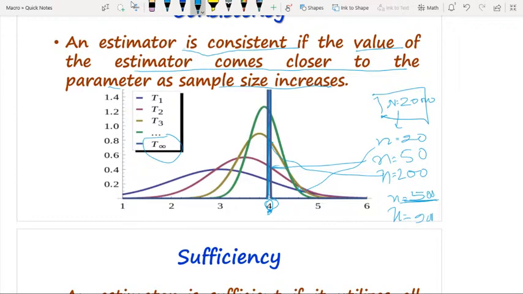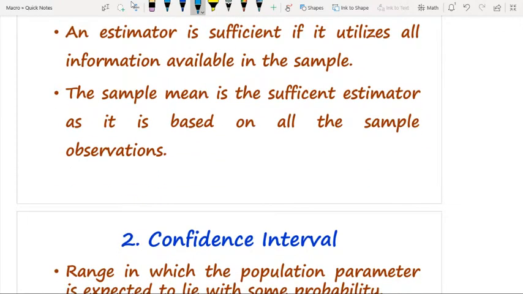So the consistency property is related to whether the uncertainty in the sampling distribution, or the uncertainty in the estimation process, reduces with the increase in sample size. And the next property is sufficiency.